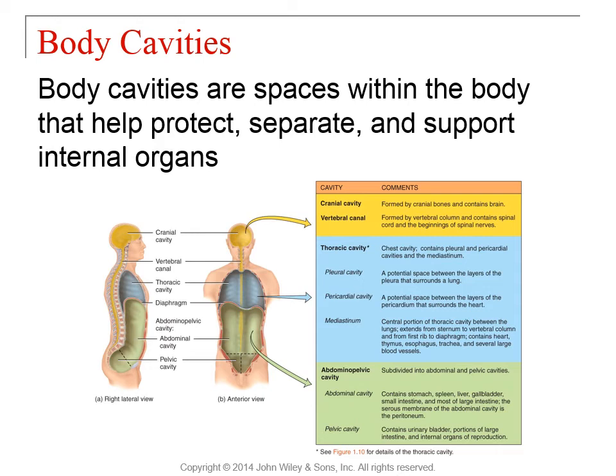In the blue, you'll see the thoracic cavity, which is going to be further differentiated into the pleural cavity, the pericardial cavity, and the mediastinum. So this will house the lungs, the heart, as well as the major blood vessels, at least in the thoracic area.